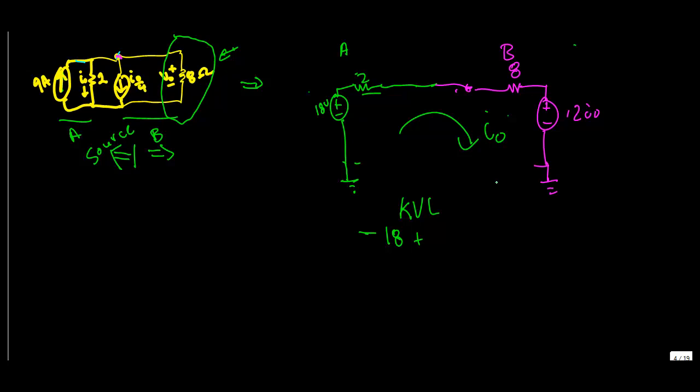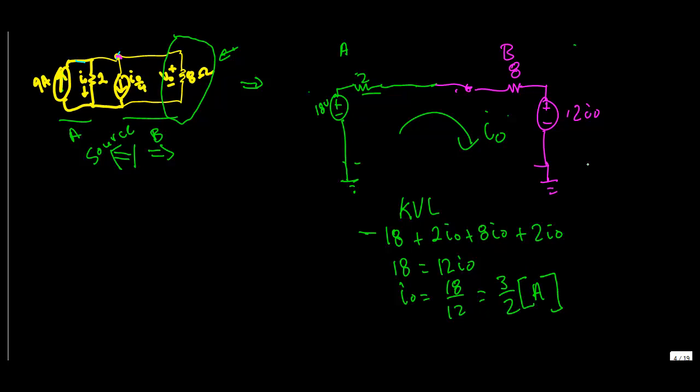And like I said, if we want to find the current, we'll usually use KVL. So if we have minus 18 plus 2IO plus 8IO, which is 10IO, and then we have plus 2IO. So basically we have 18 is equal to 12IO, and IO is equal to 18 over 12, which is equal to 3/2 of an amp. Okay, and like I said, that is this current. Now we know that the current going through the last branch is 3/2 of an amp.